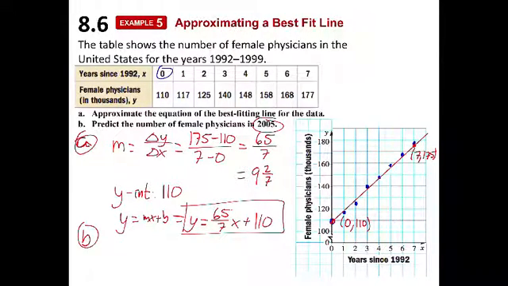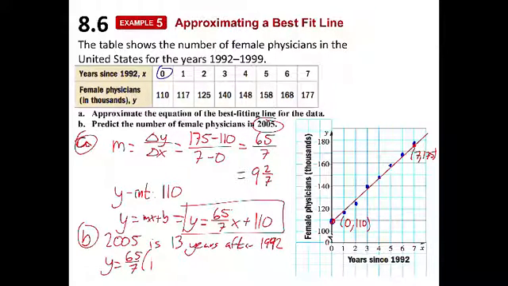In 2005, how many years after 1992 is that? So we got 2005 is 13 years after 1992. So that means we're going to plug in x equals 13. So we're going to do y equals, I'm still going to stick with 65 over 7, and our x, now we're going to use is 13. Still using the same y-intercept, we're going to have plus 110.